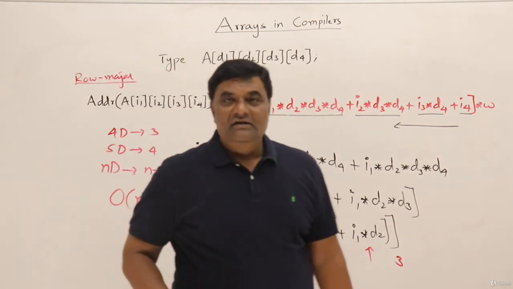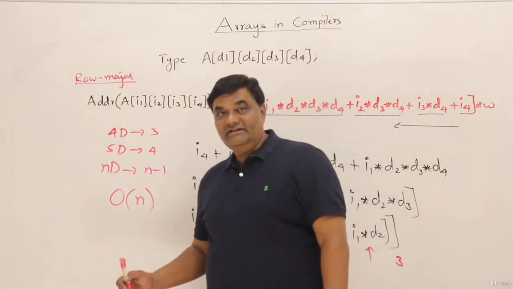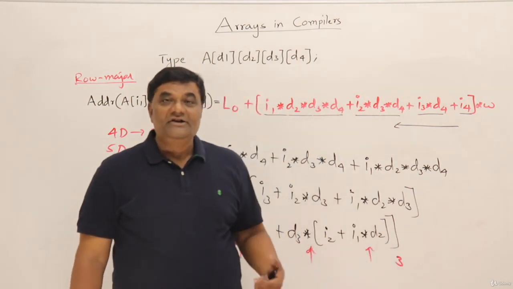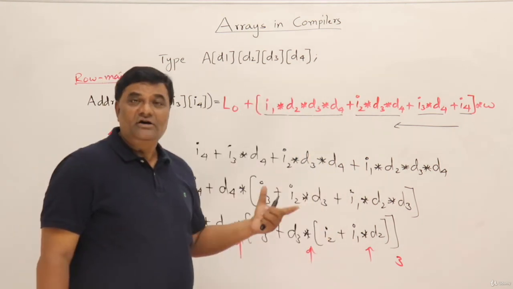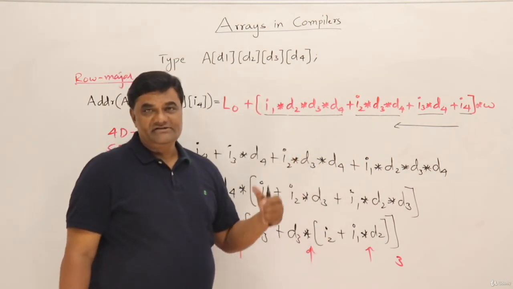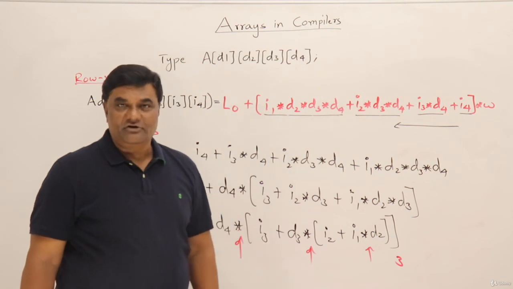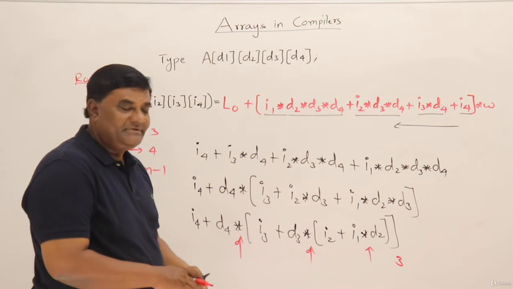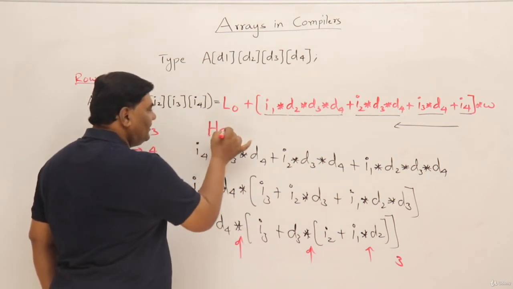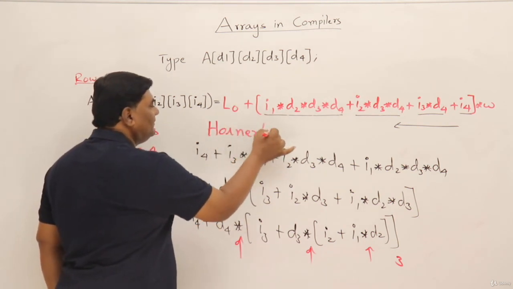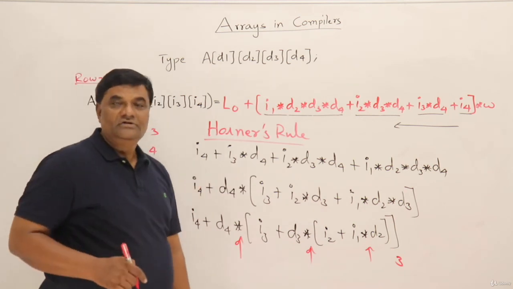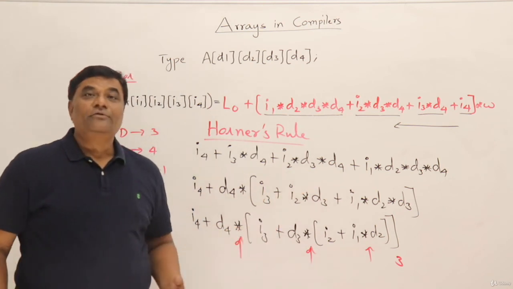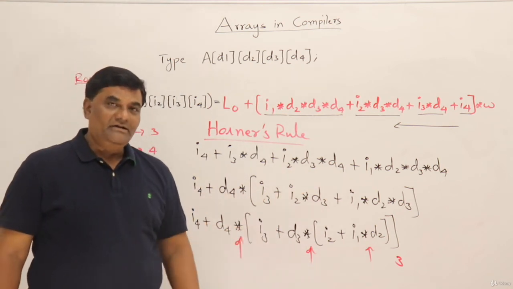So this formula reduces the number of multiplications from n square to order of n. So by taking common, I have reduced the number of multiplications. So this is how we can reduce the number of multiplications in the row measure as well as in the column measure formula. The rule that we have applied, that is taking commons to reduce the number of multiplications, is called Horner's rule. So we have applied Horner's rule to reduce the number of multiplications. So that's all with 4 dimensions to n dimensions.